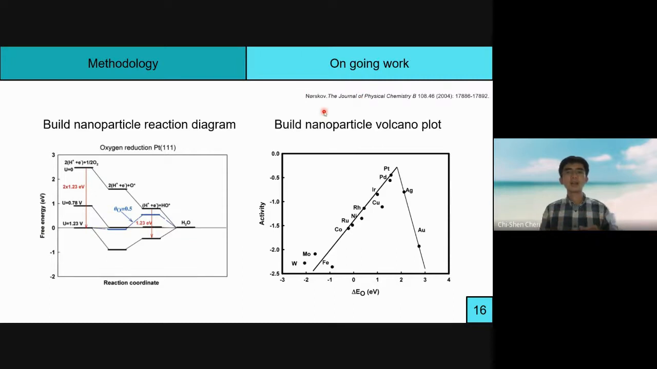They use the ideal single-state models to build this volcano plot. But we think maybe the nanoparticle volcano plot might look a little bit different from this plot. So we want to try to build the nanoparticle volcano plots. Also, we will calculate the D-band center and the oxygen dissociation barriers in the future.